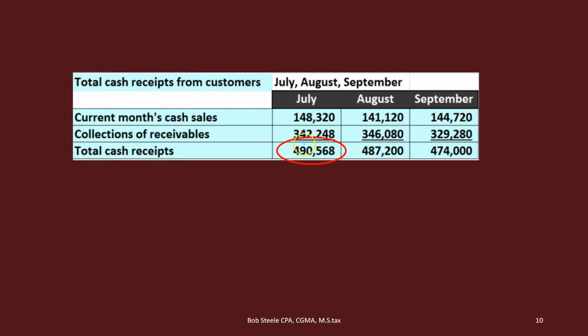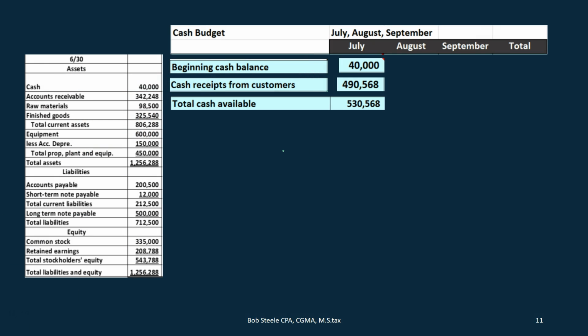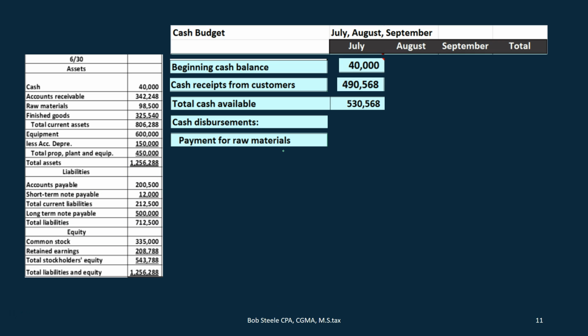The cash receipts from customers in July was the $495.68 that we just calculated. So there's that number. And there's our total cash receipts. So we got the 40 plus the 495.68 total cash receipts. Now we need to figure out the cash disbursements. That's usually the longer process, and we're going to have to jump back to our prior budgets in order to calculate this out. So we start off with the payments for raw materials.